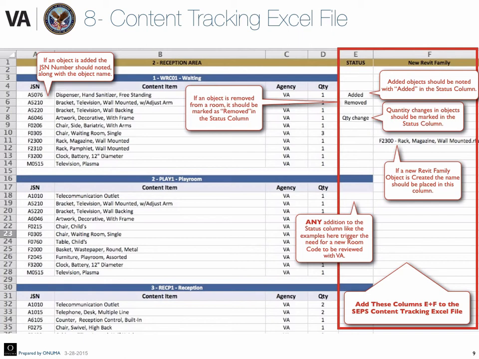So if a recommendation is being made to change the WRCO1 with an additional piece of equipment, you would need to put in the status column added. So if a new piece of equipment is added, you mark it as added. If it's removed, you mark it as removed. And if there's even a quantity change, if you're changing it from 1 to 3, for example, or 2 to 1, we want it noted there as a change. So the status column is a quick way of scanning and seeing what changes are being proposed to that room.